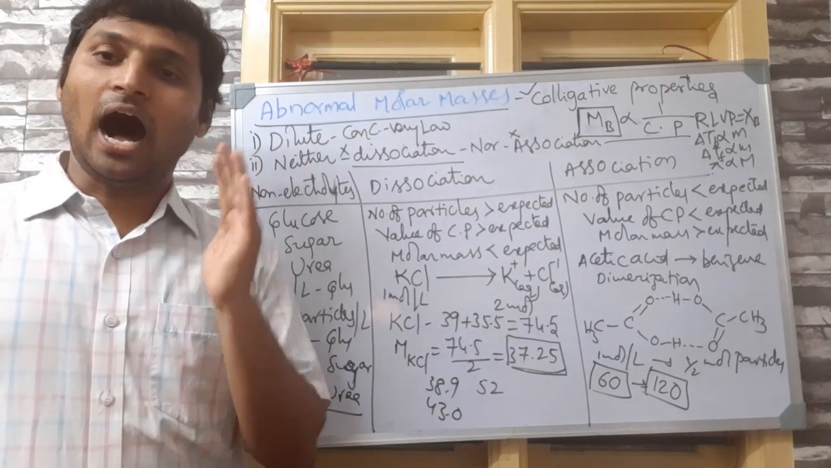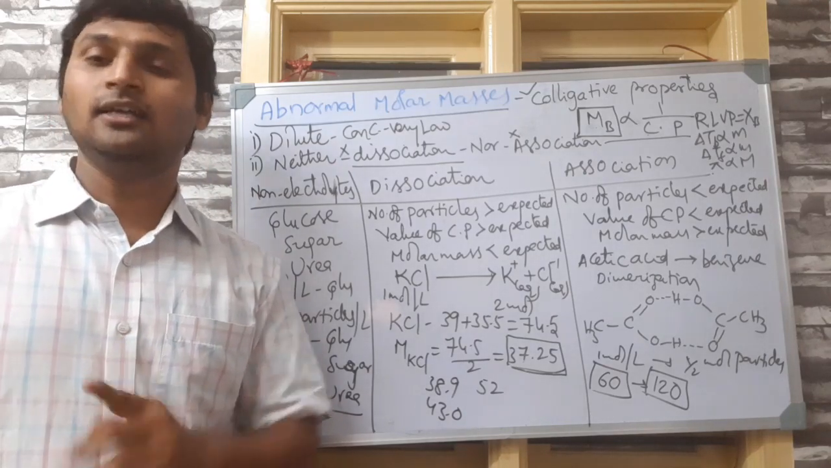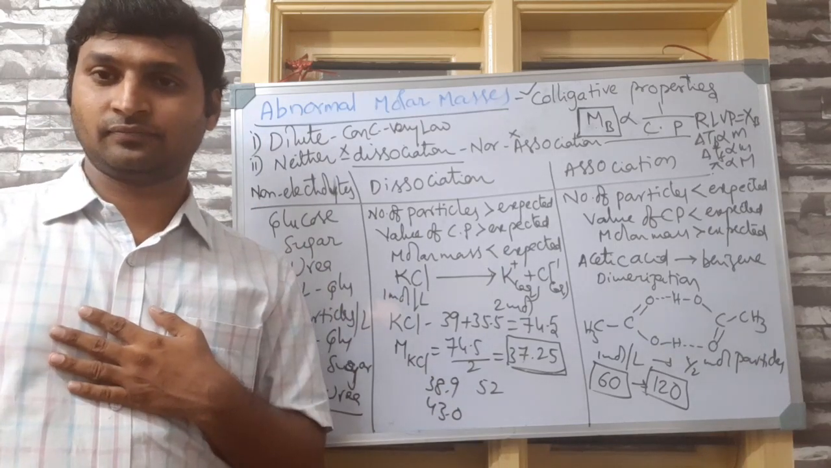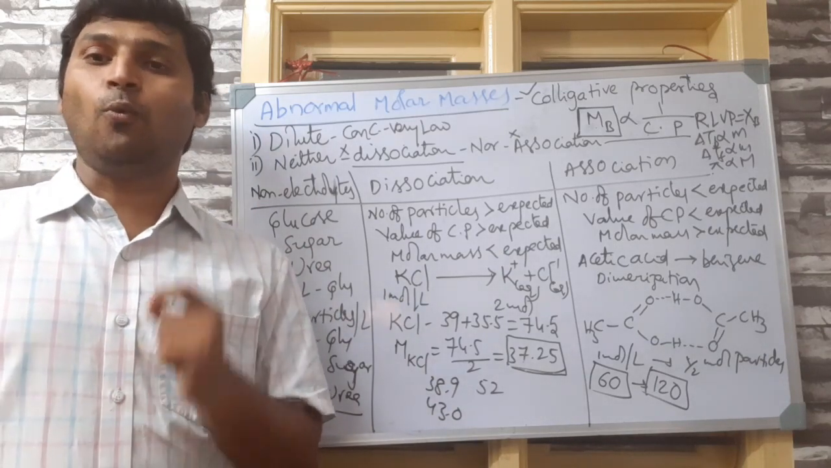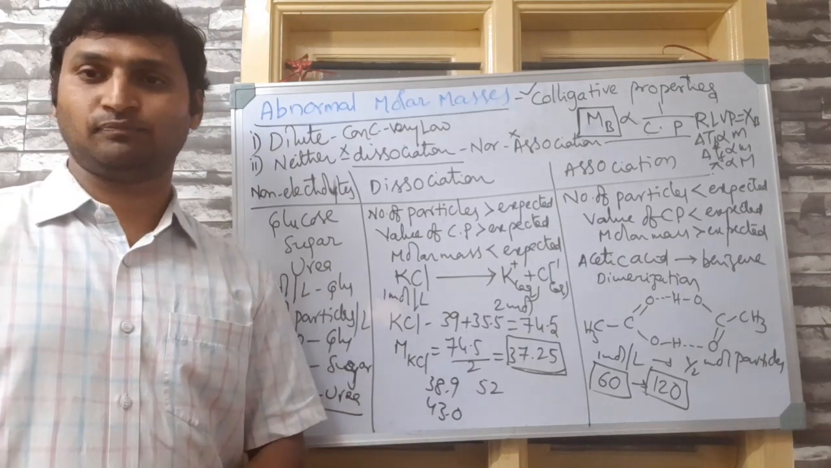That's why all the colligative properties need a correction factor so that the molar masses obtained will be correct. That correction factor is Van't Hoff factor. We will be understanding Van't Hoff factor now. Okay.